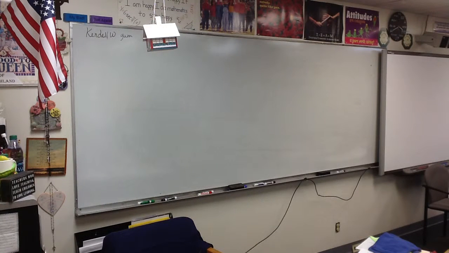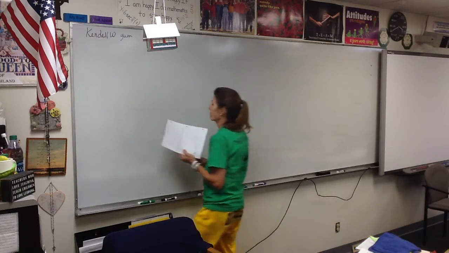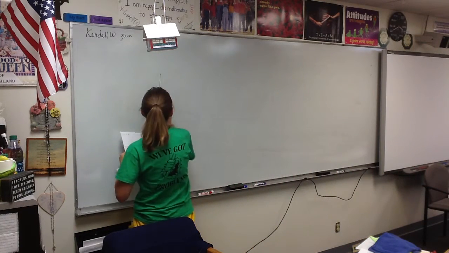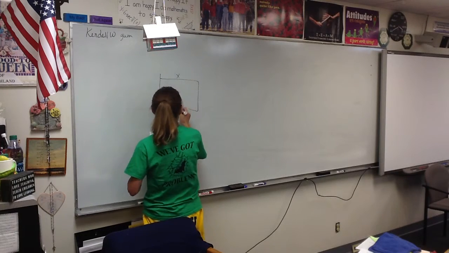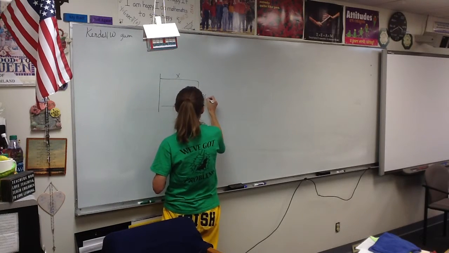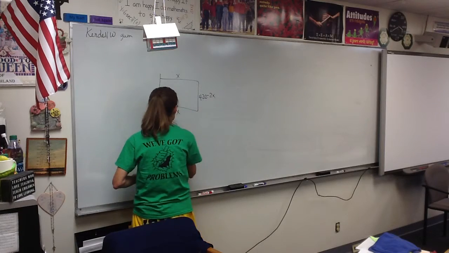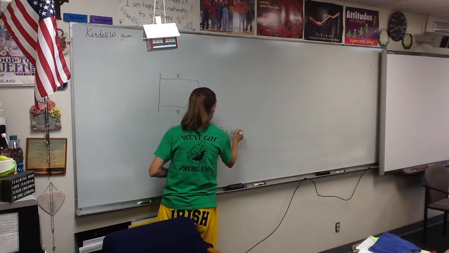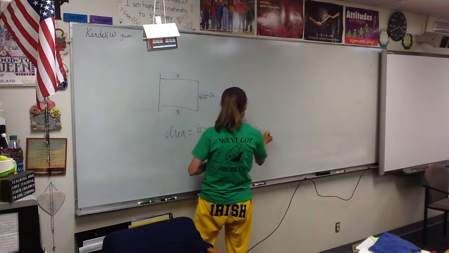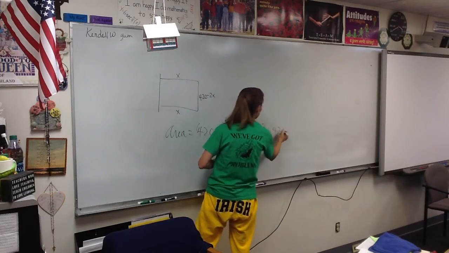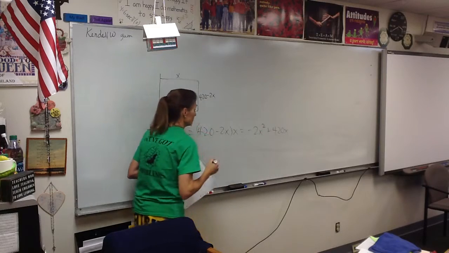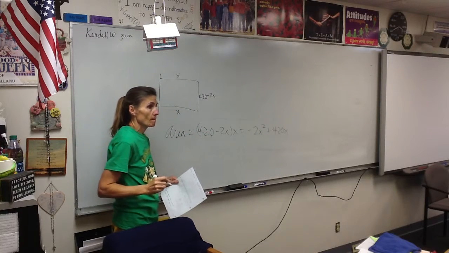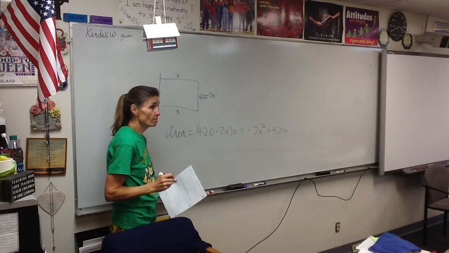Well, how did you set up the problem? I had the area equals x times 420 minus 2x. Okay. That's right. Which is negative 2x squared plus 420x.